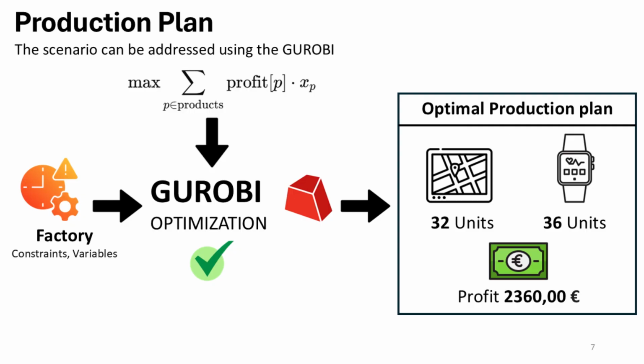Now we apply this optimization power to our factory scenario. On the left, we see our inputs, the factory constraints, and the variables we are testing. We feed these into the Gurobi optimization engine. We ask the solver to maximize our profit equation, which represents the total money earned from both products.